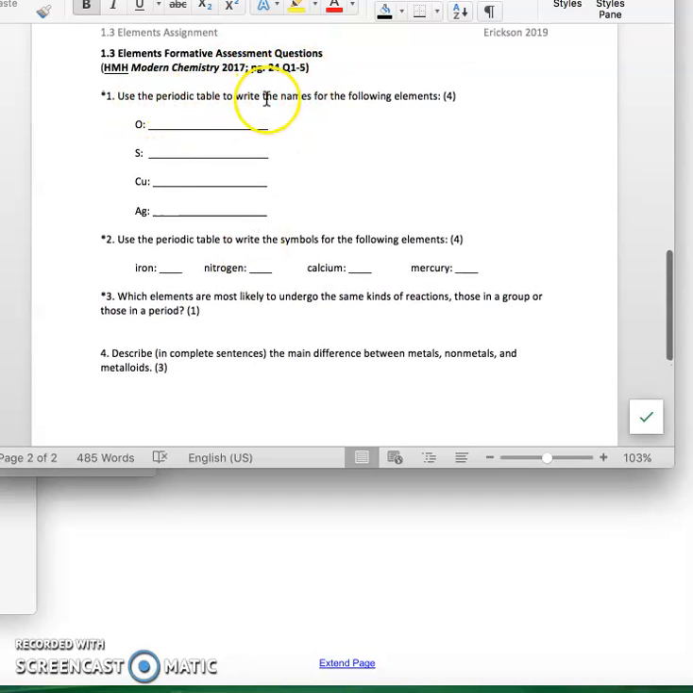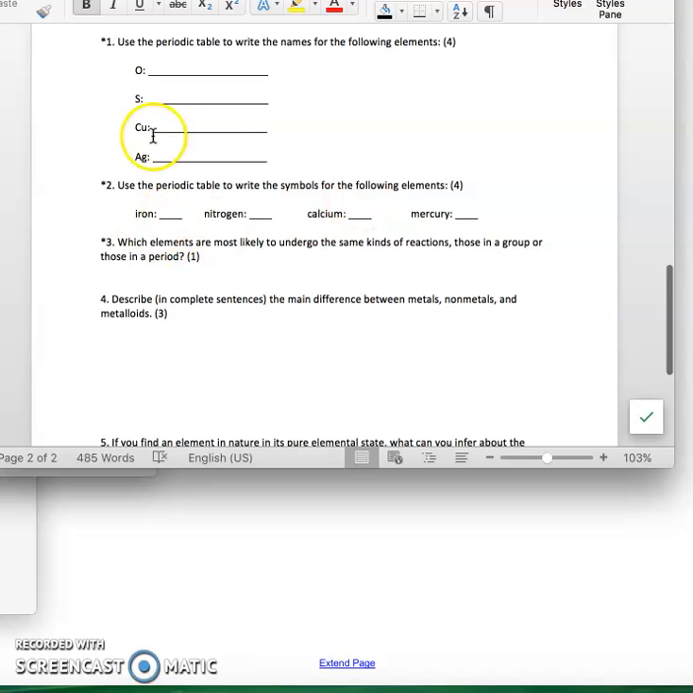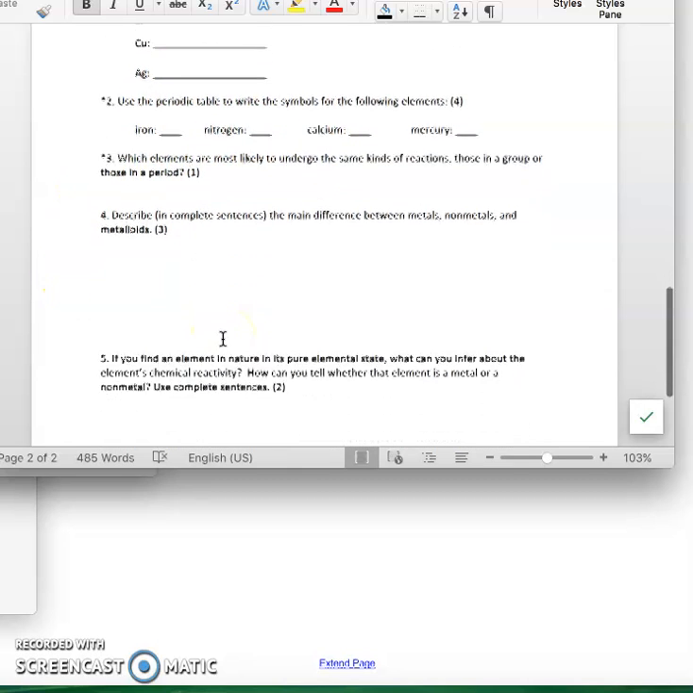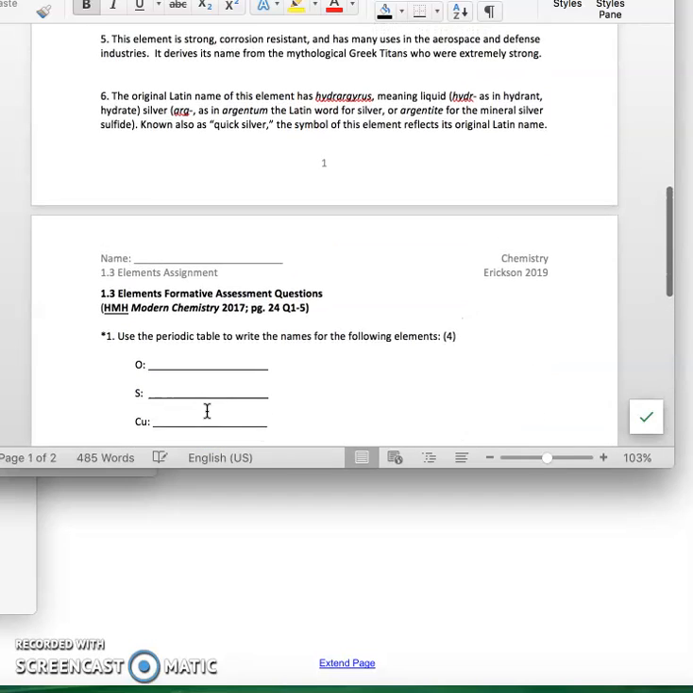It says use the periodic table, write the names for the following elements. So looking at the symbols, can you name them? Then write the symbols, so we'll go backwards. Here are the names, write the symbols. And then some more questions for you. This is due tomorrow. And then tomorrow is a work day for your chemical element project.